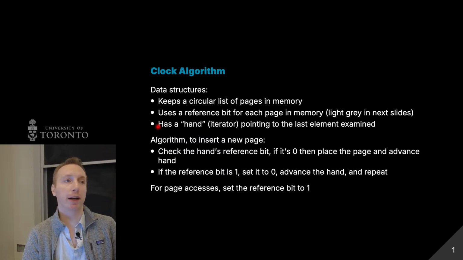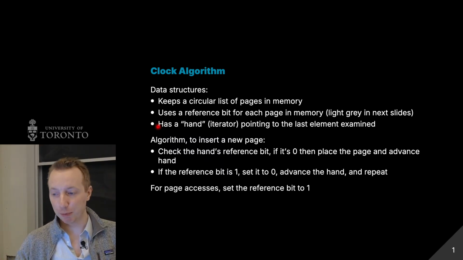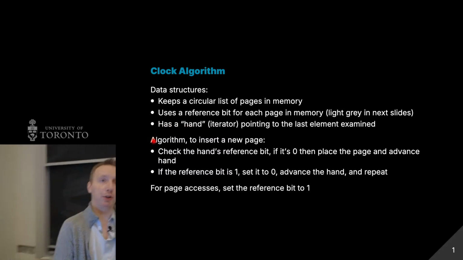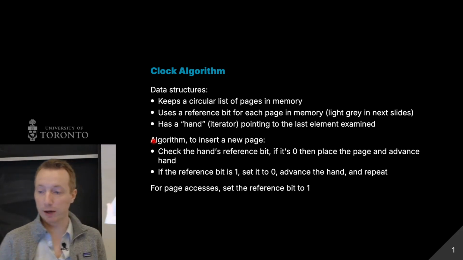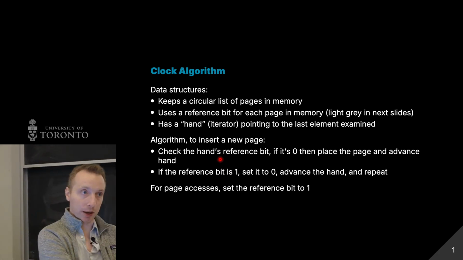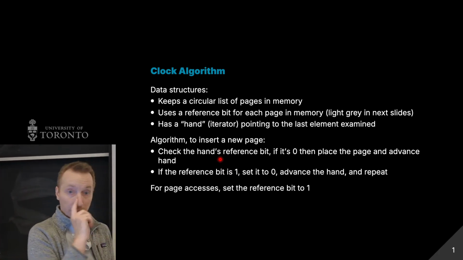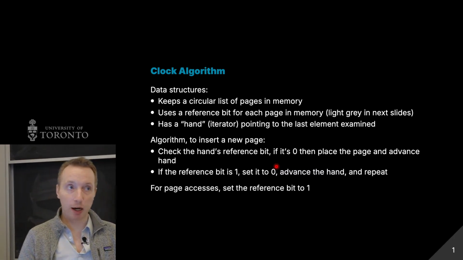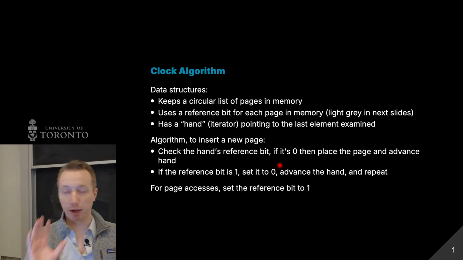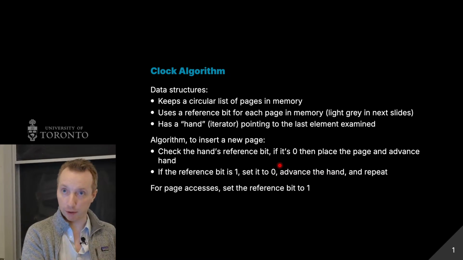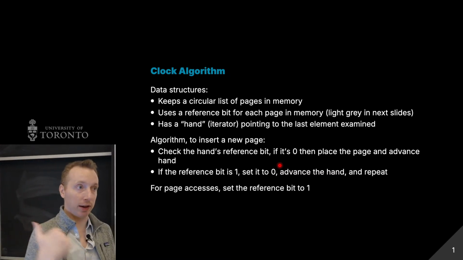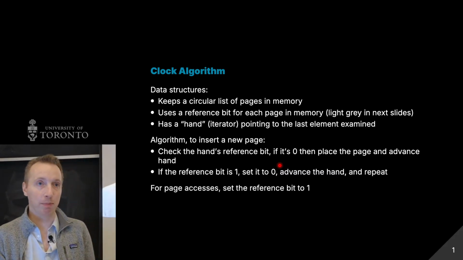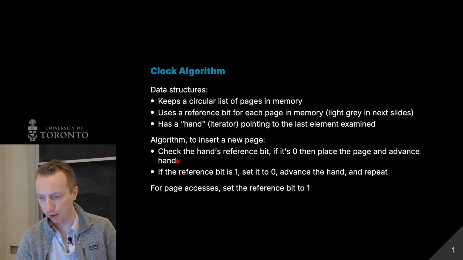So other than that, we have a hand. You think of it as a clock. It's basically an iterator or pointer to the last element examined. And how the algorithm works is if we need to insert a new page, if we need to find something to kick out, then we check the hand's reference bit, so whatever thing its page is pointing at. If it's 0, then it's out of here. So that means it hasn't been used in a while, so we kick it out. And then we place the new page there, set its reference bit to 1 since we just used it, and then advance the hand to the next one. We'll see why we have to do that, because essentially this is like a 2-strike system. We don't want a strike to count against it, and again, we'll see that in a little bit.